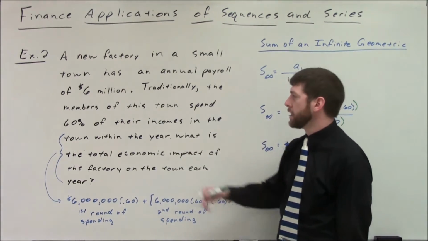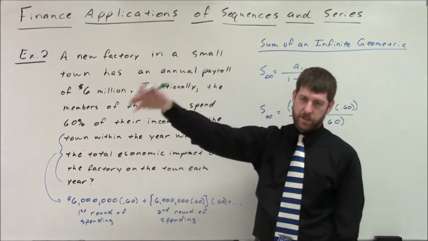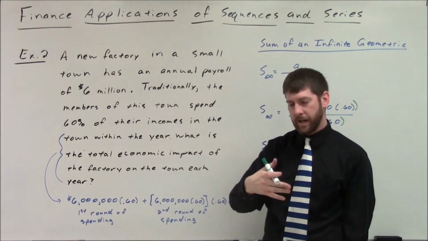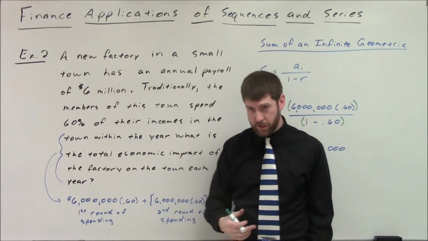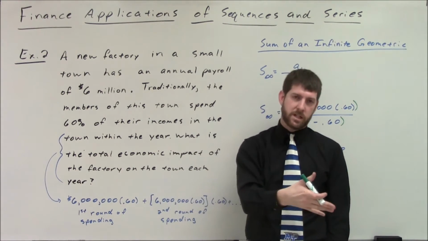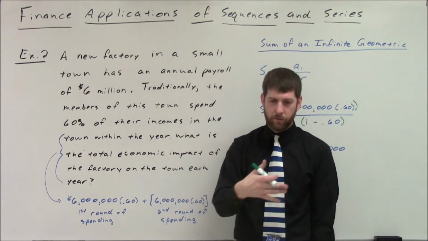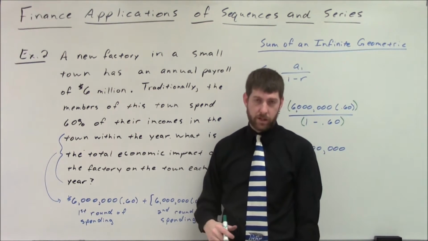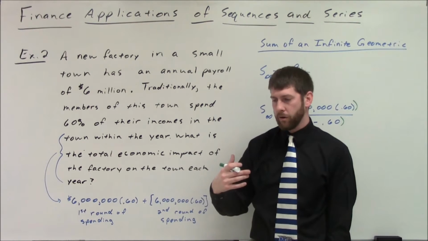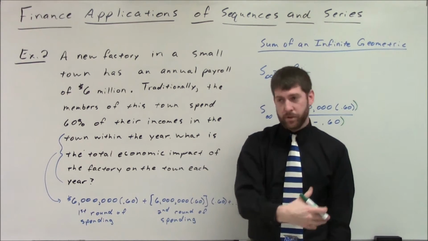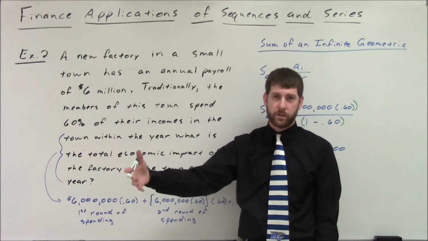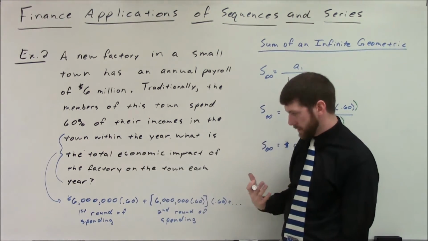So what we're trying to say is, yeah, the factory is paying out $6 million in salaries, but people are then spending that money in the town, in this case 60% of it. And if they're spending 60% of that income in the town, then the people in the town that they give their 60% of the $6 million to are also going to take 60% of that and spend it inside the town. And then that group is going to take 60% of what they just received and spend it inside the town.